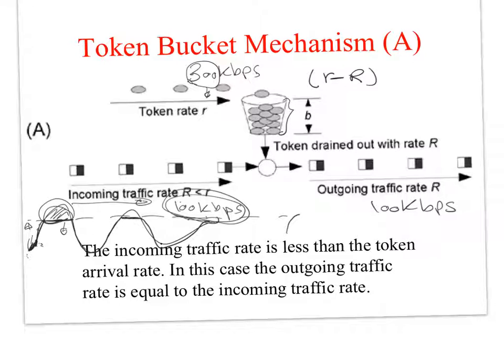If it's above the R, so it will drop, right? Sorry? If it's above the R. Which one are you talking about? The leaky bucket or the token bucket?